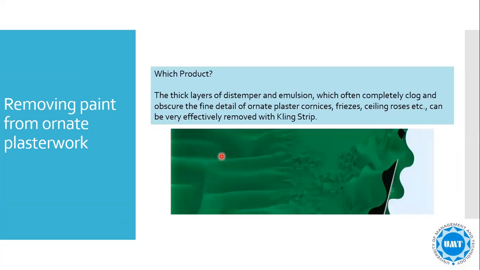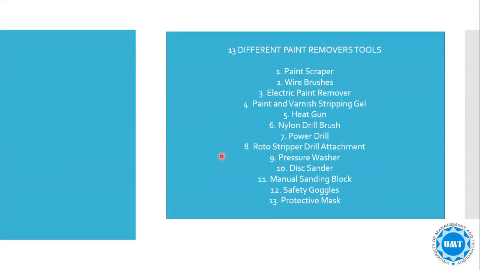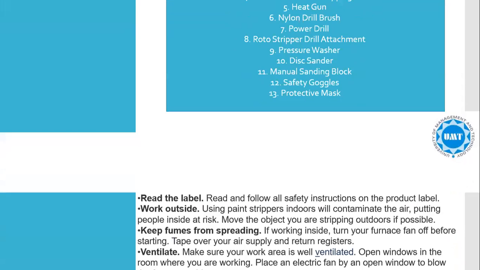If you're going to remove paint from ornate plasterwork, which product will be used? A thick layer of distemper or emulsion can often clog and obscure the fine detail of ornate plaster, and the Cling Strip will be used. So there are 13 different paint stripping tools: paint scraper, wire brushes, electric paint remover, paint and varnishes, etc. So this will be discussed in the next presentation.